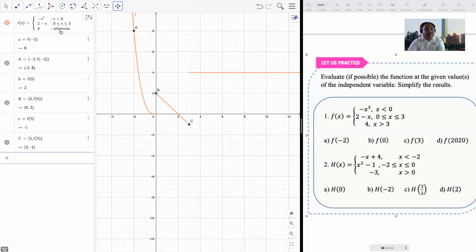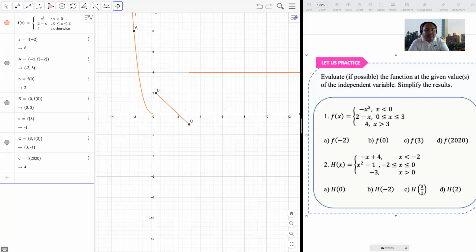Again, because when x is 3 or less than 3, so when x is between 0 and 3, including 0 and 3, it falls there, what you do is 2 minus x. So 2 minus 3, that is indeed negative 1. Okay, sir, what is f of 2020? Well, f of 2020 is 4 because after x equals 3, beyond x equals 3, the graph is that of y equals 4. So for any x above 3, the y is always 4.